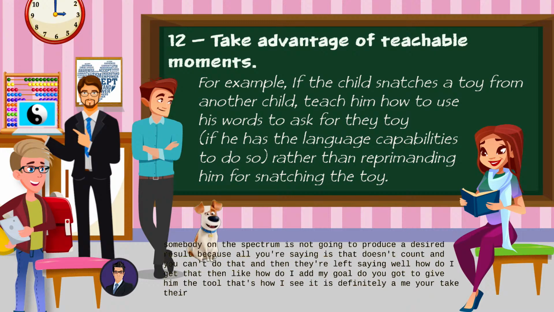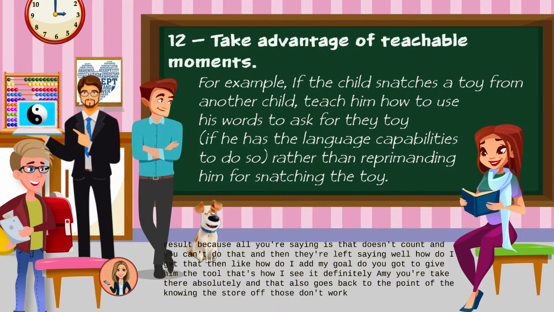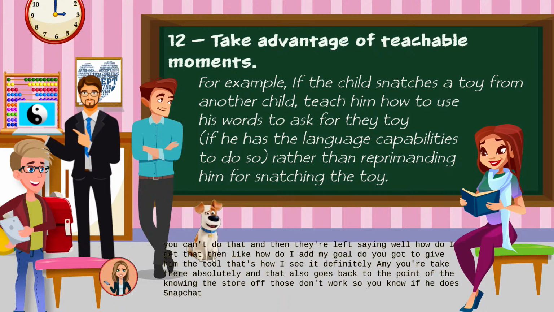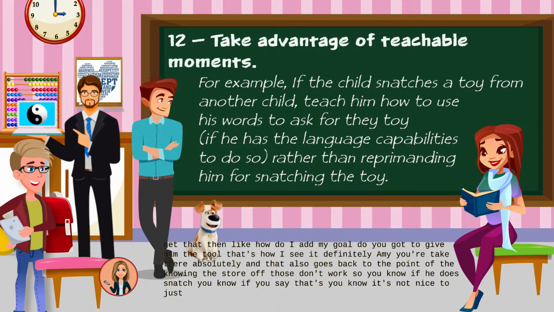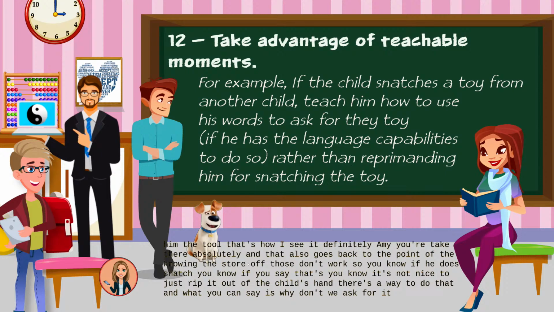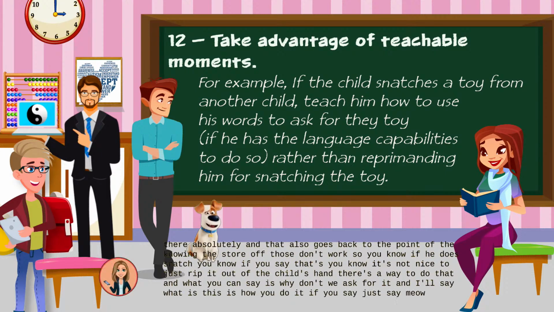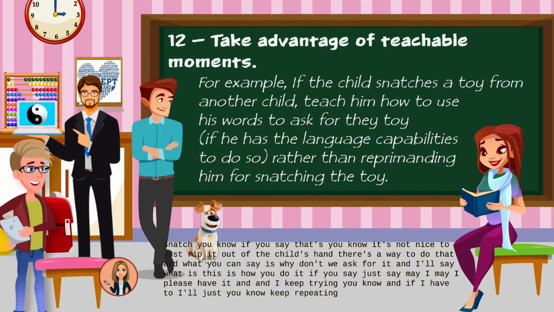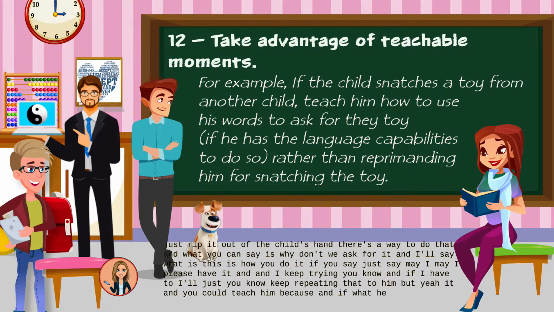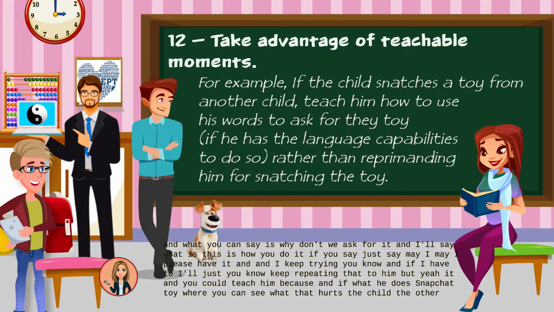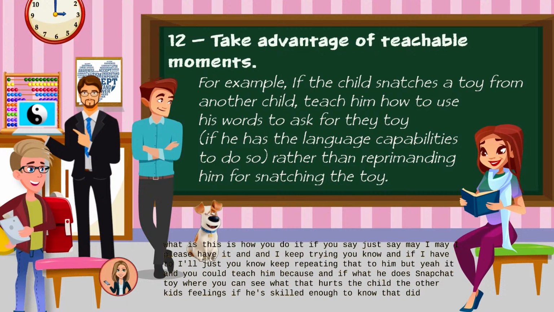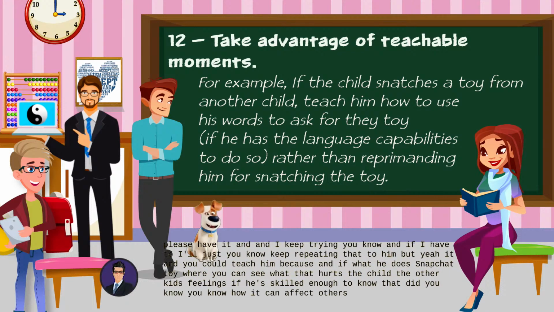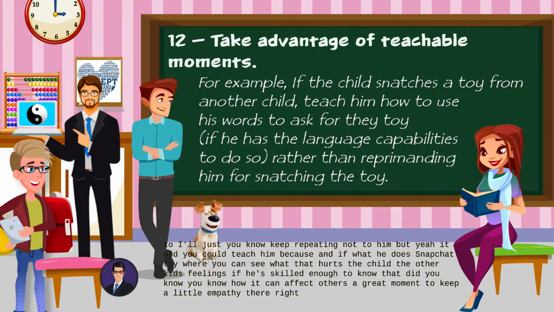That's how I see it. Definitely. Aimee, your take there? Absolutely. That also goes back to the point of the no and the stop. Those don't work. If he does snatch a toy, oh, let's not do that, because it's not nice to just rip it out of the child's hand, there's a way to do that. What you can say is, why don't we ask for it? And then I'll say, well, this is how you do it. If you just say, may I please have it? I keep trying, and if I have to, I'll keep repeating that to him. You can teach him, and when he does snatch that toy away, you could say, that hurts the other kid's feelings, if he's skilled enough to know how it can affect others. A great moment to teach a little empathy there, right? Absolutely.